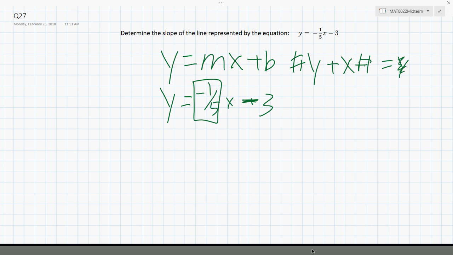Move the x over to that side. Move all the numbers over that side. Make y be by itself. When you do that, you'll always have your slope right there. It just falls into place that way. Okay? So if it looks really messed up, just learn how to turn it into y equals mx plus b, and then there's your slope. So here's the thing about the slope.